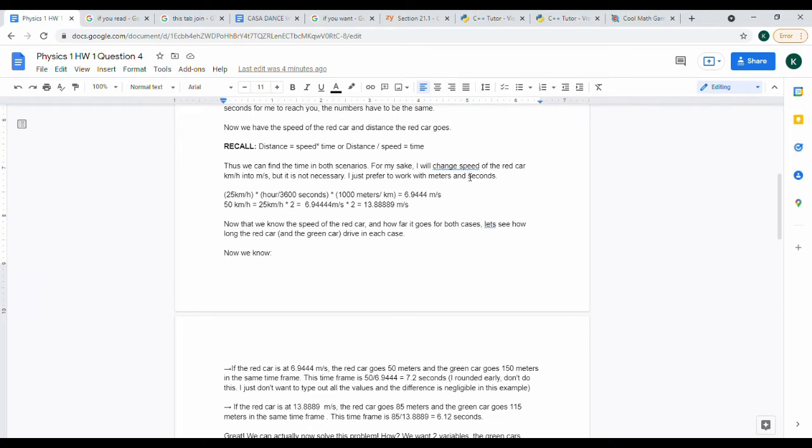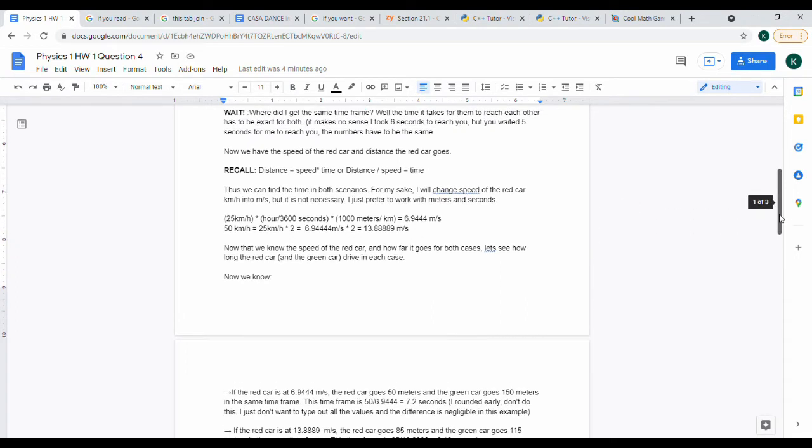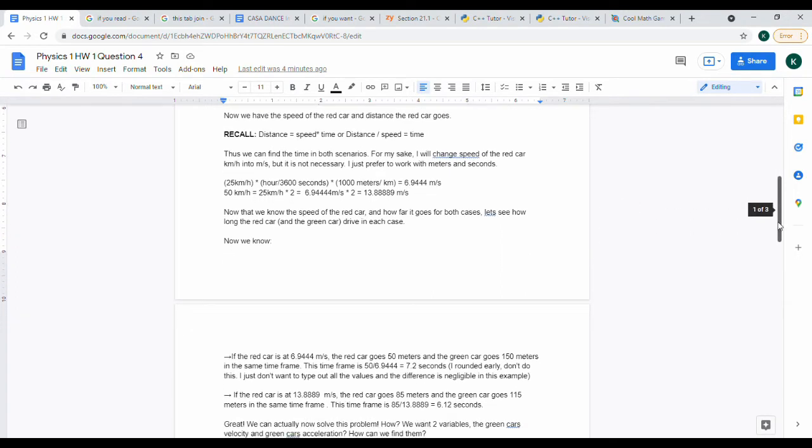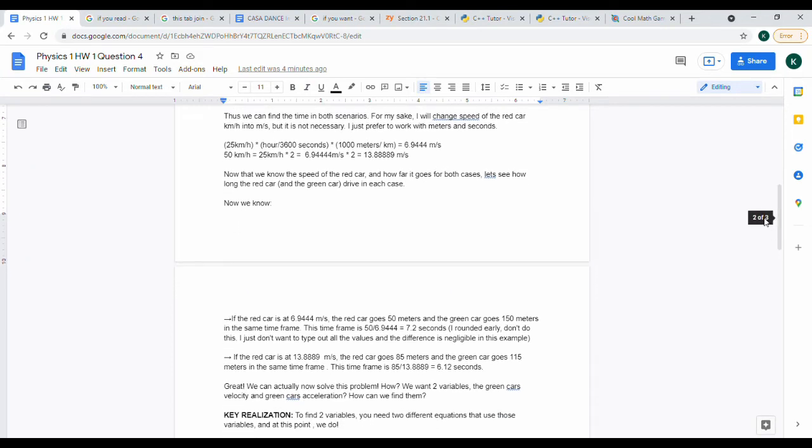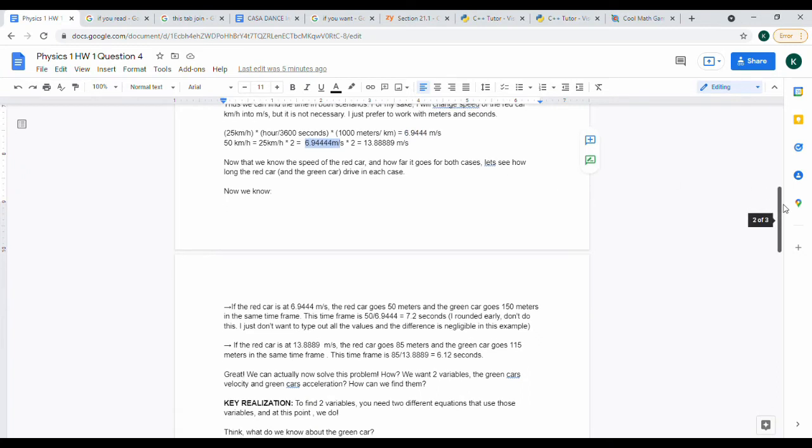So just because I want to, I'm going to change the red car's kilometers per hour into meters per second. It is not necessary. I just like working in meters per second because I think it's better. The general rule of thumb for this is just divide by 3.6, but here's the long way. So I turn 25 kilometers per hour into meters per second, and since I know 50 kilometers per hour is just 2 times 25 kilometers per hour, I just took the answer from here and multiplied by 2, because I know that's fine.